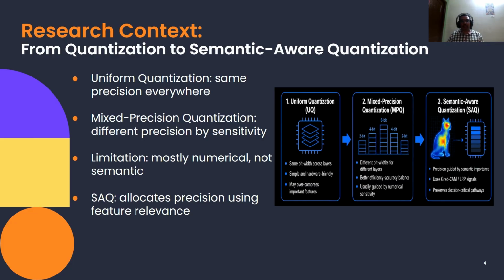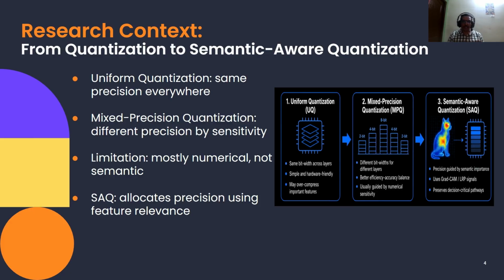However, most existing methods still rely mainly on numerical measurements such as gradients, statistics, or error. They do not directly consider whether a feature is important for the model's accurate decision-making process. This is where my work comes in. I introduce semantic aware quantization, where the model is compressed based on how important each feature is to its reasoning. So the key shift here is moving from purely numerical compression to more meaningful, semantic-guided compression.